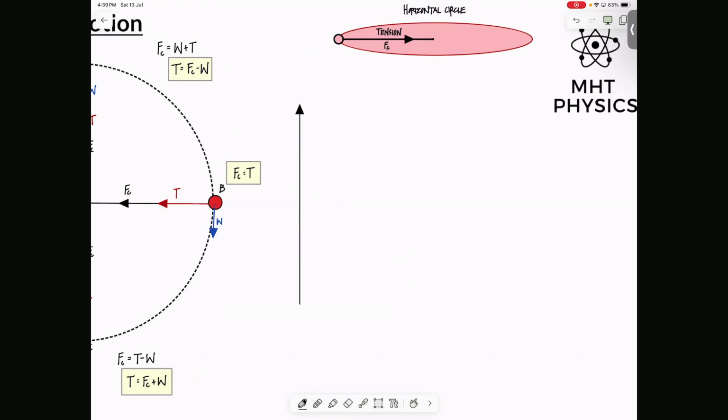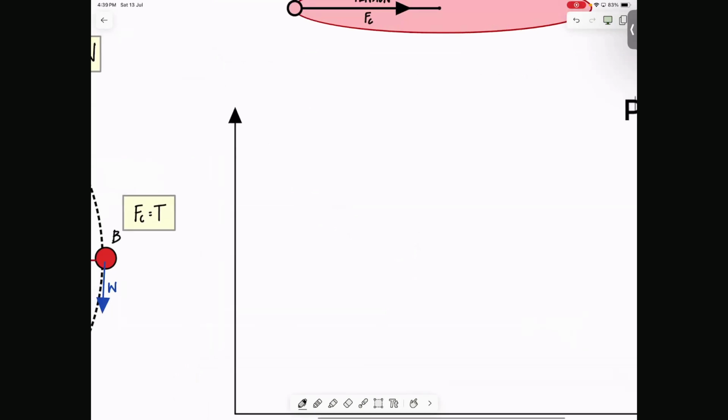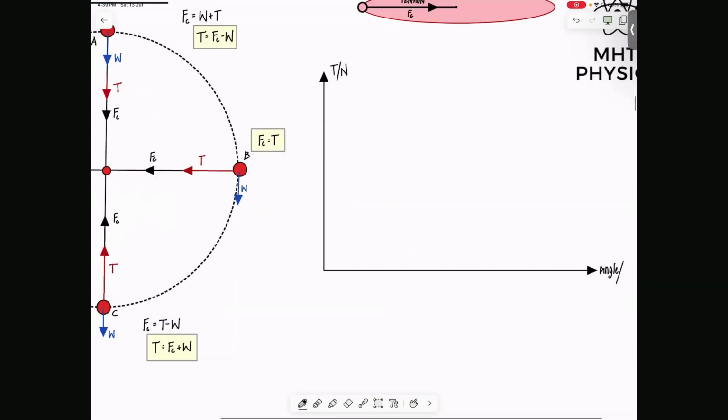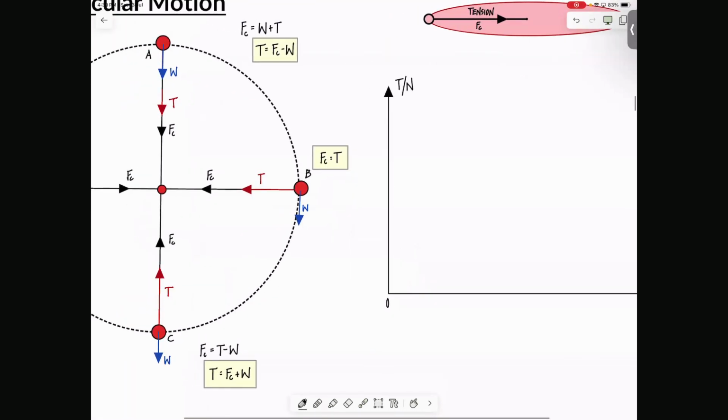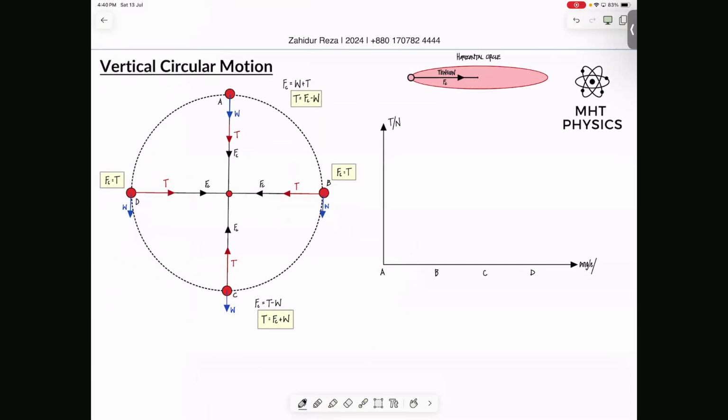They give you a graph here, and this is the most recent question that came. The graph is based on angle or position versus the value of tension in the rope. If I start with zero being vertically upwards, or I'll place position here, to make it easier, and this is A, B, C, and D, can you tell me how this graph looks? Sine or cosine or negative cosine or positive sine? Tell me the exact thing.